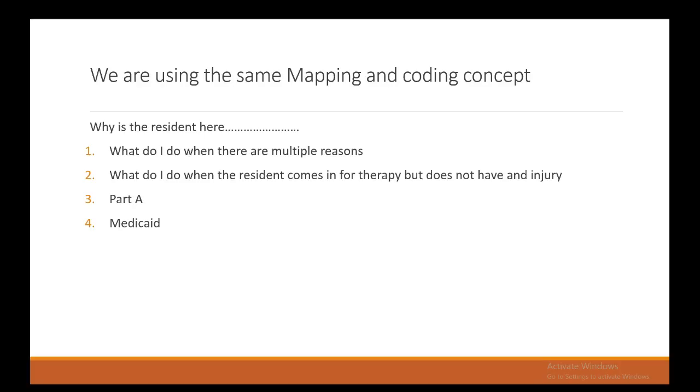Okay. What do I do when there are multiple reasons that will keep that resident in the nursing home? What do I do when the resident comes in for therapy but does not have an injury? Part A and Medicaid. Well, when it comes to a resident having multiple reasons that are keeping them in the nursing home, I always say, you all, this comes down to subjection, and this is why it is so important. And I've been saying this since day one.